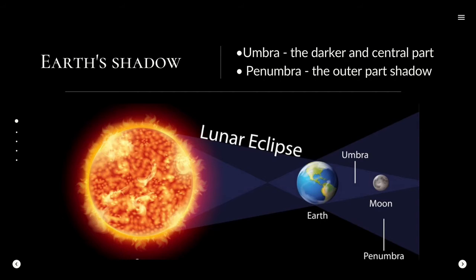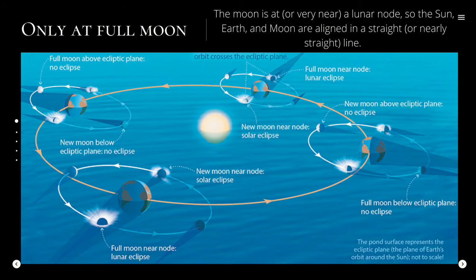When the three celestial bodies are aligned in a way that the Moon is partly covered by the Earth's umbra, a partial lunar eclipse is the result. On the other hand, if only the outer part of Earth's shadow covers the Moon, a penumbral lunar eclipse takes place. Total lunar eclipse happen only when it is full moon. At the same time, the Moon is at a lunar node, so the Sun, the Moon, and the Earth are aligned in a straight or nearly straight line.